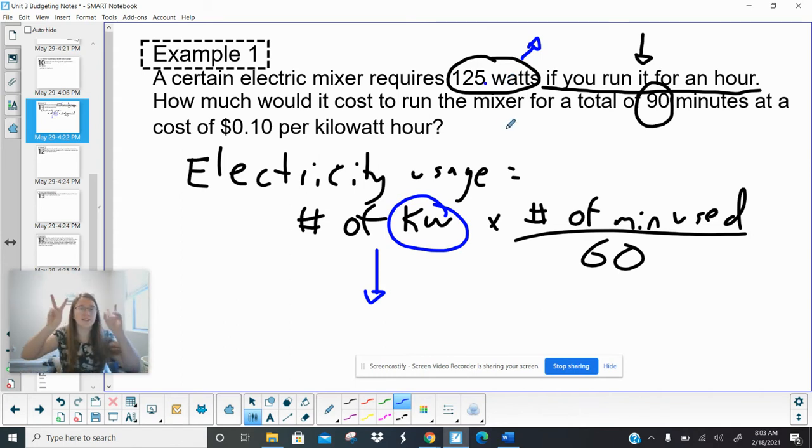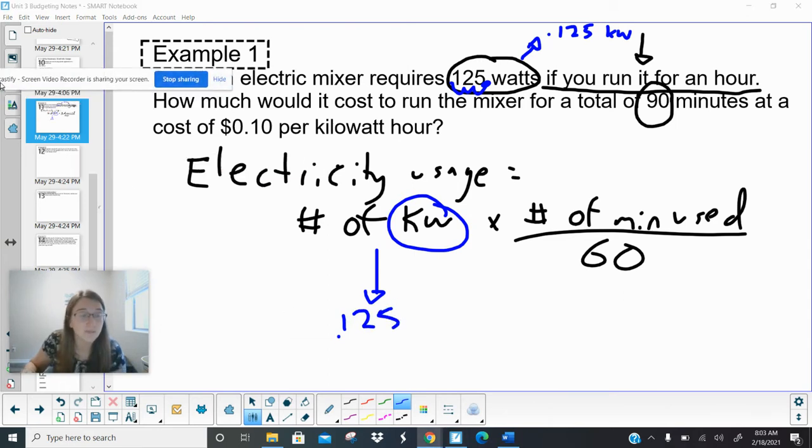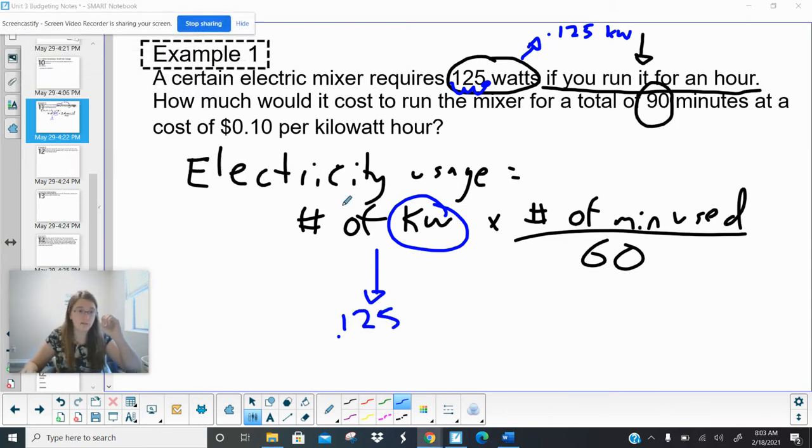The decimal is always invisible at the back of a number. I could write this as 125.0, and it's the same thing, right? So here's my decimal. I'm going to go 1, 2, 3. So I'm going to use 0.125 kilowatts instead of 125. Because even though on the appliance it says 125 watts, we are charged per kilowatt. So we need to use kilowatts. So there's 0.125. Now we have the number of minutes over 60.